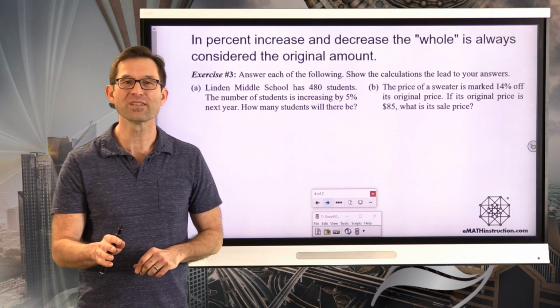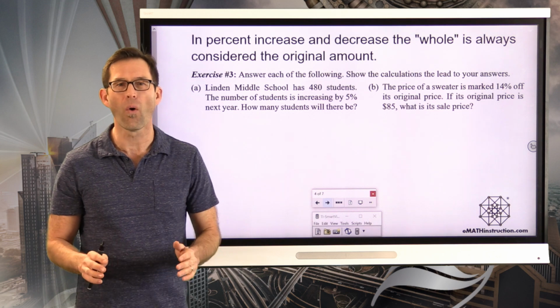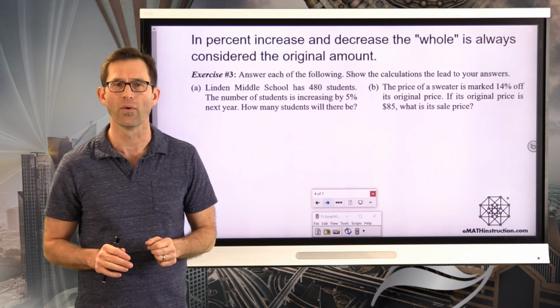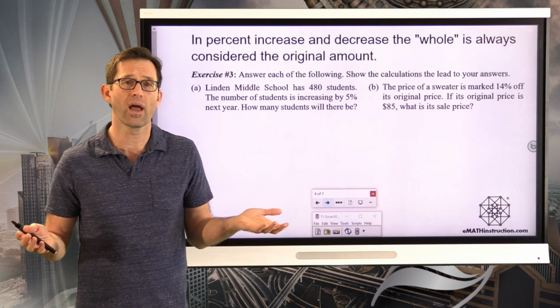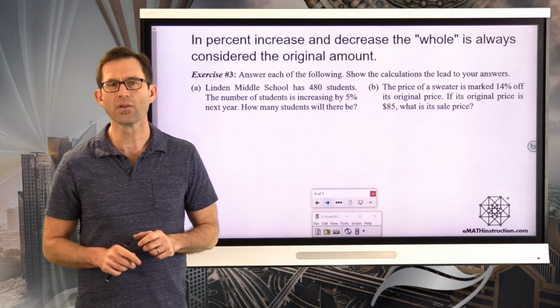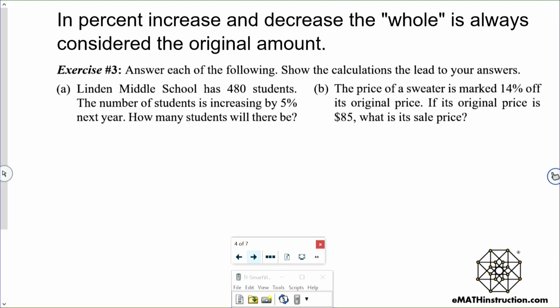Now, in percent increase and decrease problems, the whole is always considered the original amount. Now you might think, whatever, that seems easy enough, but sometimes it can be confusing. Let's take a look at exercise number 3. Answer each of the following. Show the calculations that lead to your answers.